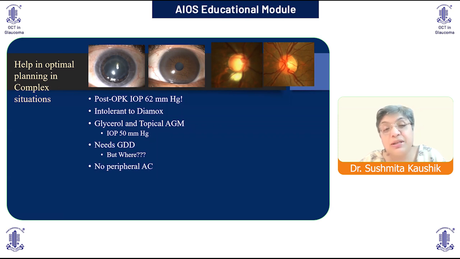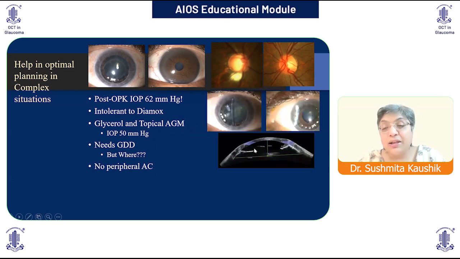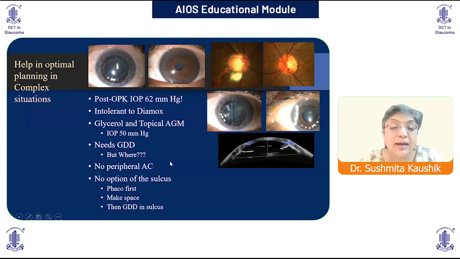But where do you put in the GDD? You have no idea. This is a phakic patient, and there's no peripheral anterior chamber at all. And so we did the AS-OCT, and sure enough, you can see that there is actually no peripheral anterior chamber. So where are you going to put in that tube? And this is phakic. So if you're going to put a tube in here, you have almost 100% chance of having a tube-lens touch and then developing into a cataract again.